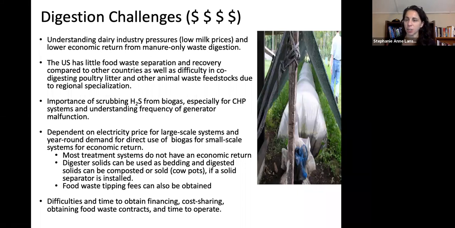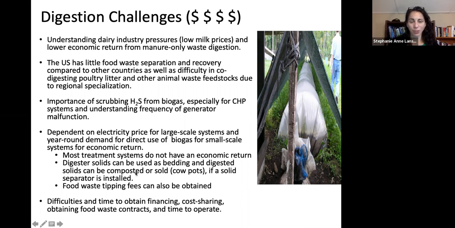Digesters, community digesters. Again, the importance of scrubbing the H2S from the generator, especially for combined heat and power, so that we can reduce malfunctions of the generator. Again, for electricity, we're dependent on the price that our state or our electricity company is going to give us. If we're doing a small scale system and we're just using it for direct heat, we have to make sure that we're going to be using that heat all year long.